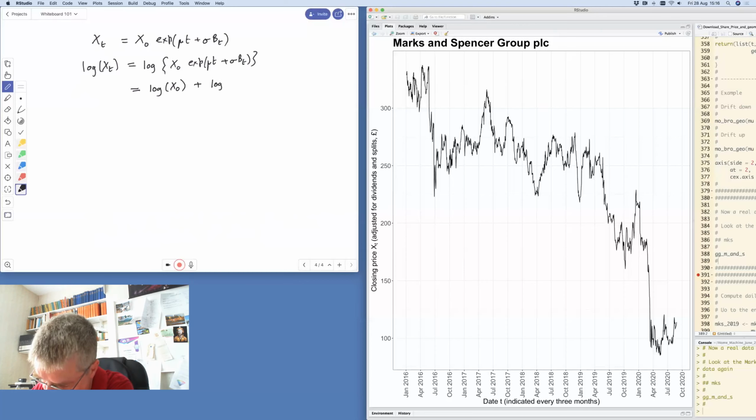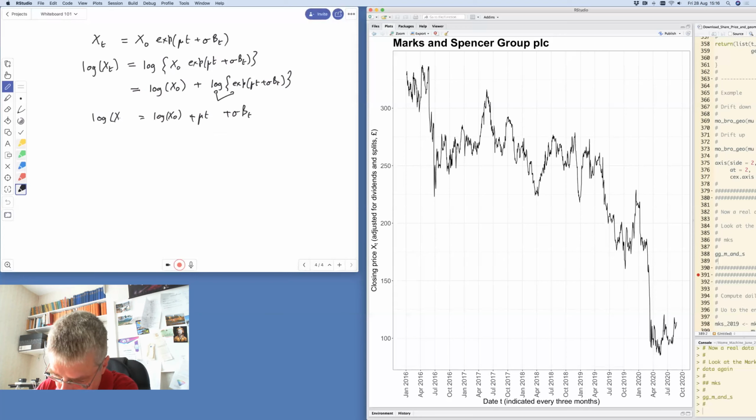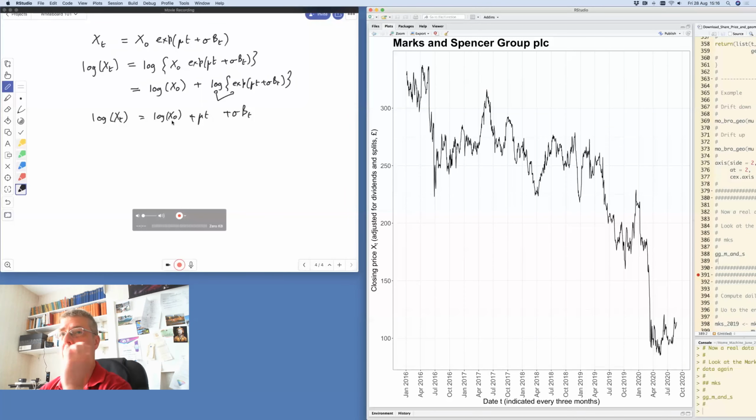So I end up with this. I'm just splitting up the bracket into its two terms. And log and exp are inverse functions, so they effectively cancel each other out. So the log of xt is the log of x naught plus mu t plus sigma bt. Now I'm going to record that properly. The log of xt is this function. So it's a function of the initial value logged, and it's a function of the drift term, and it's a function of the Brownian motion term.